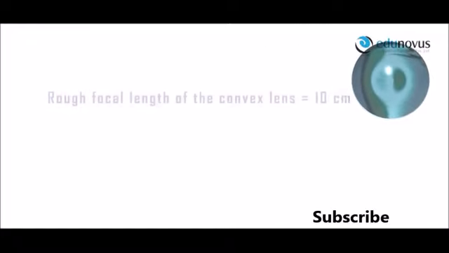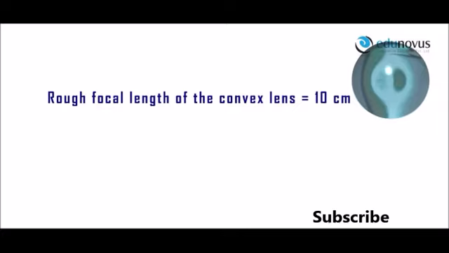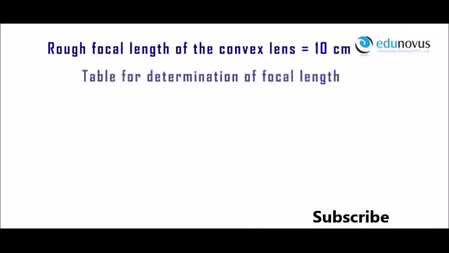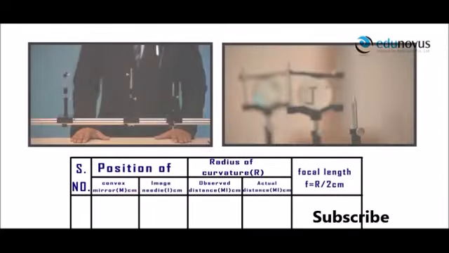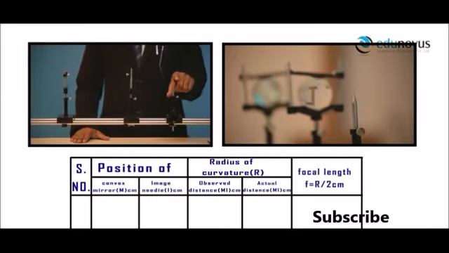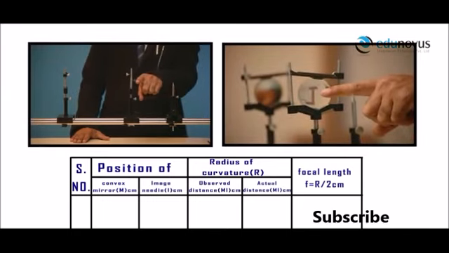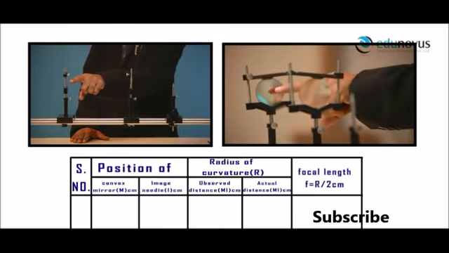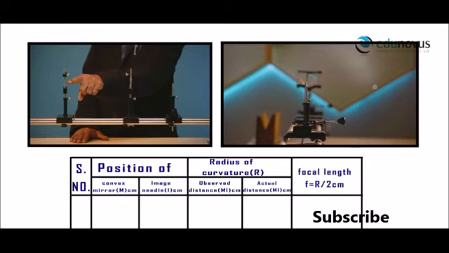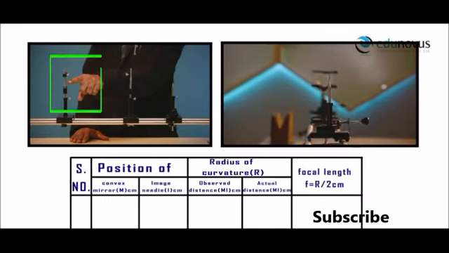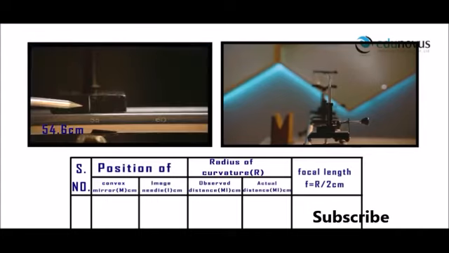We have found out that the rough focal length of the convex lens used in this experiment is 10 centimeters. Table for determination of focal length. Position of convex mirror M in centimeters. In the first arrangement, the object needle, convex lens and the convex mirror are placed on the optical bench. The inverted image of the object needle was observed on the object needle when the convex mirror was at a position of 54.6 centimeters.